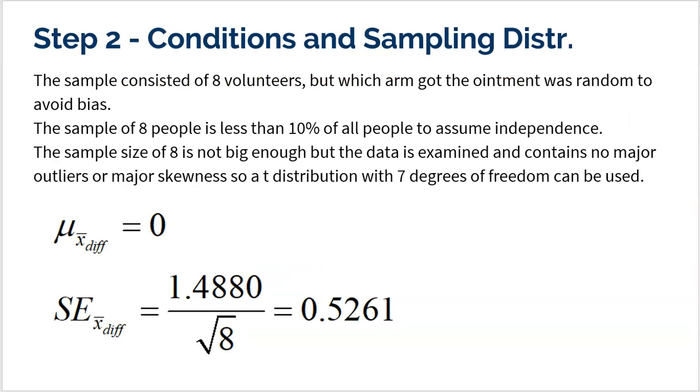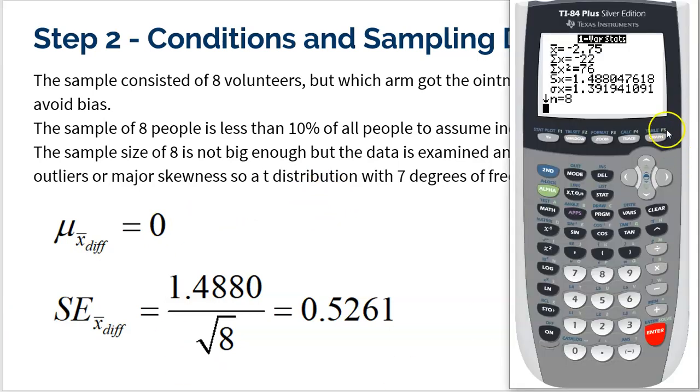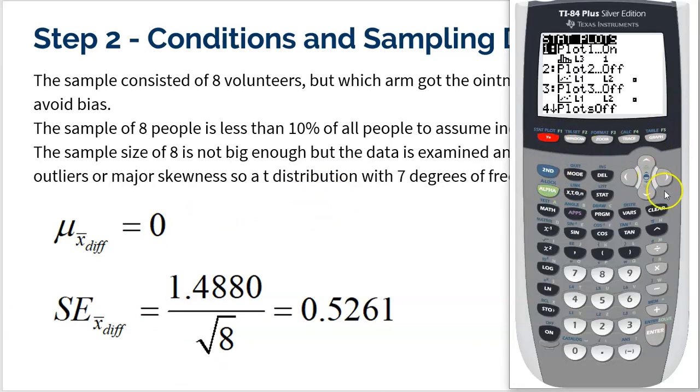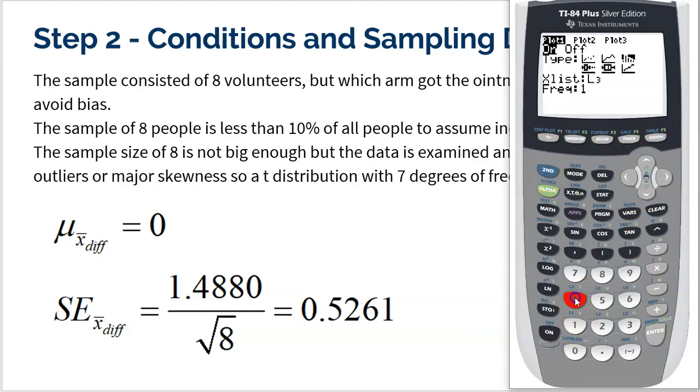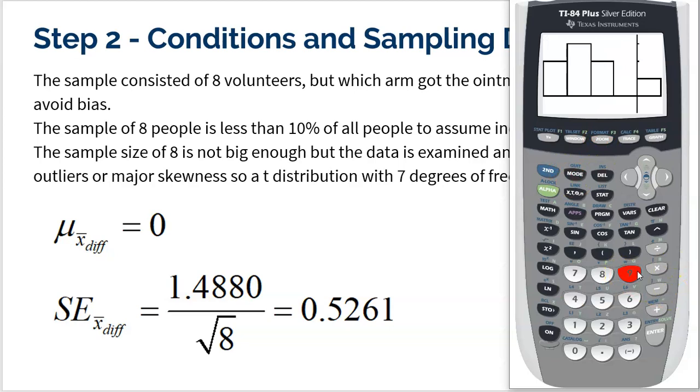So 8 volunteers, but which arm got the ointment was random. So there's that randomness to avoid bias. The sample of 8 people is less than 10% of all people to assume independence. Now 8 is not big enough. So once again, I got to look at my data. So remember, this was list 4. So I'm going to go to my plot. Make sure you change the data to list 4 for me, at least. And then exit out of there and do the zoom 9. And again, no major skewness, no major outliers.